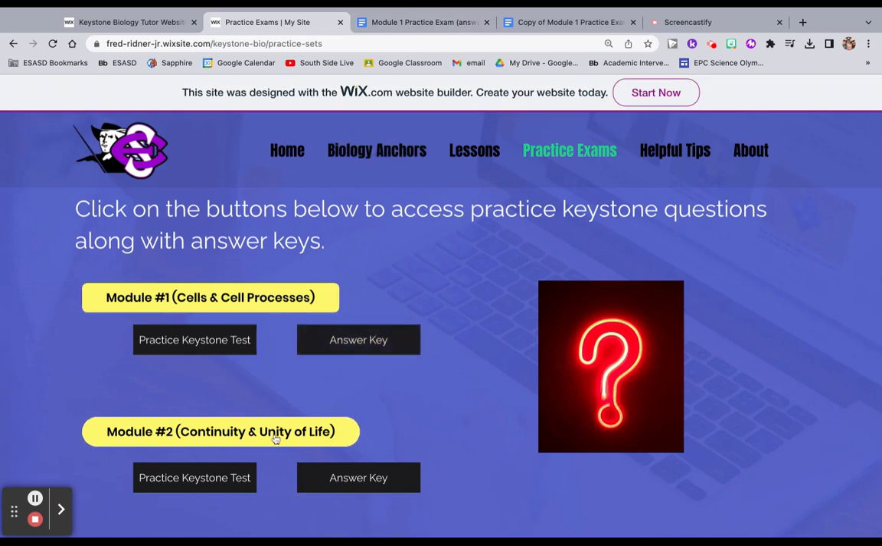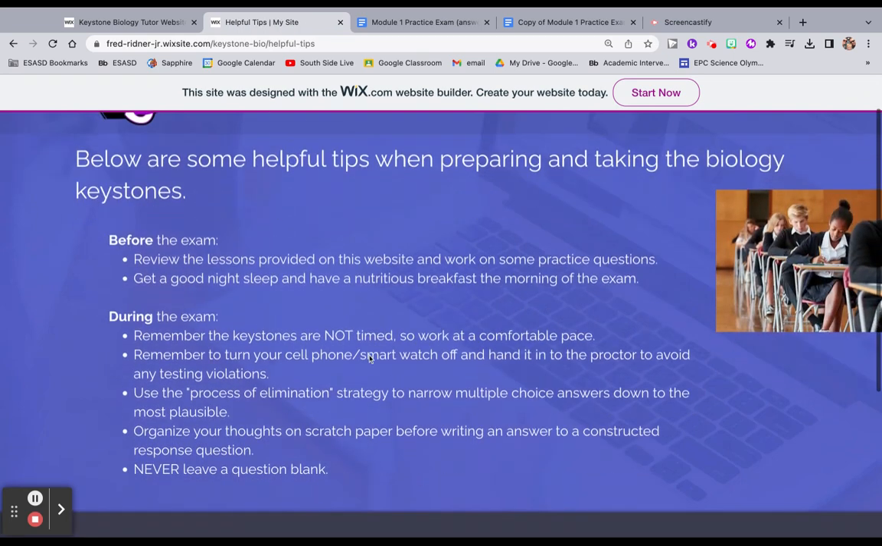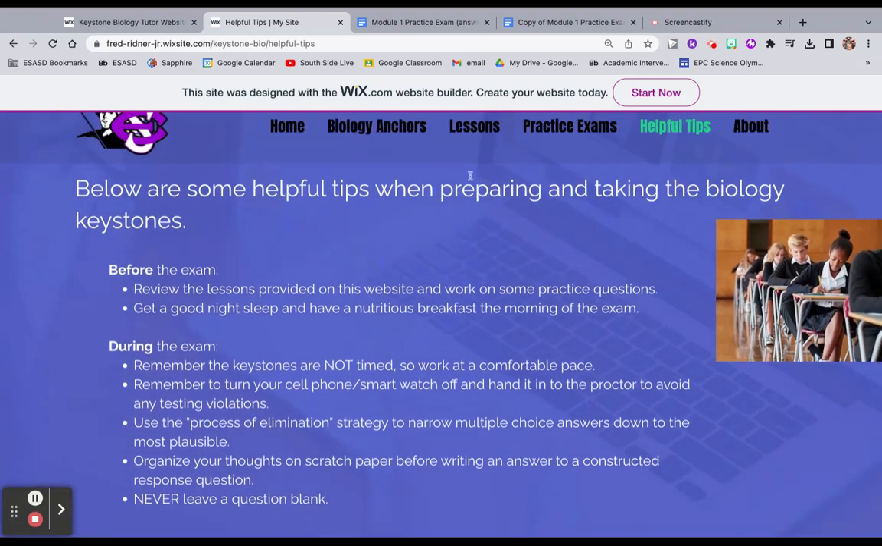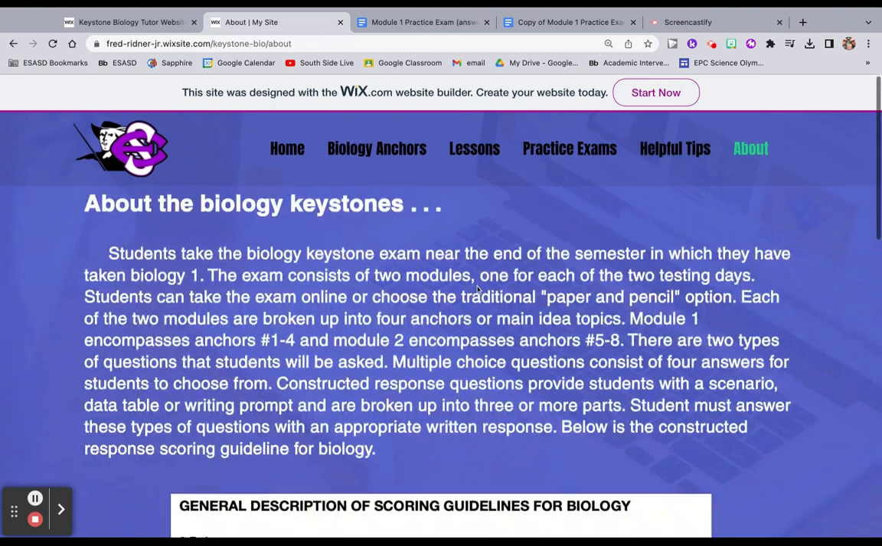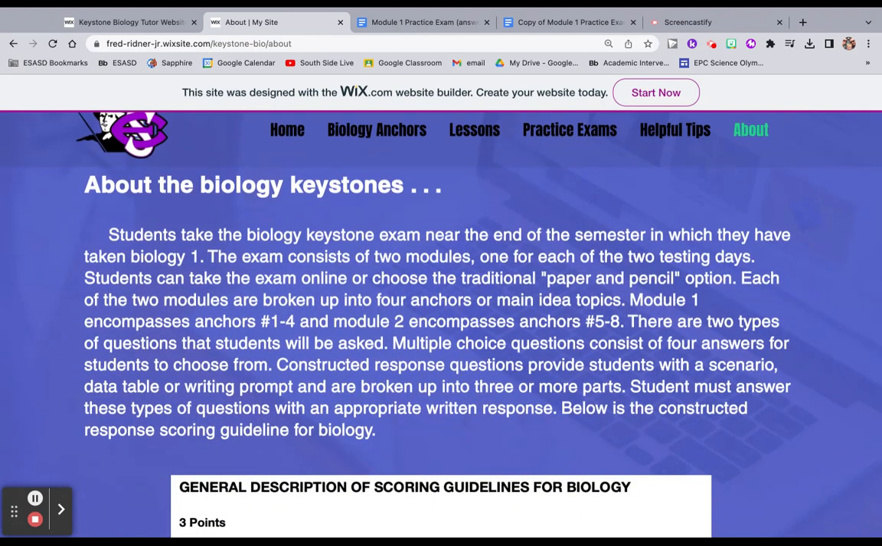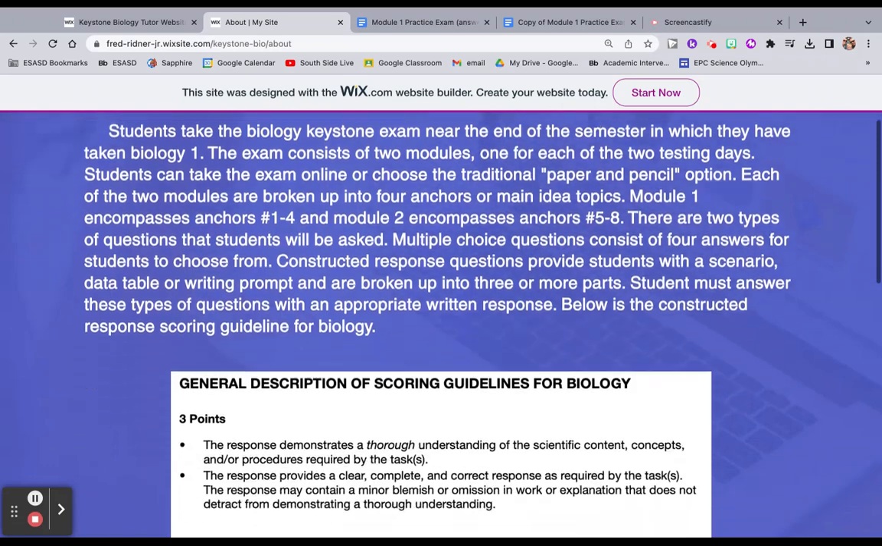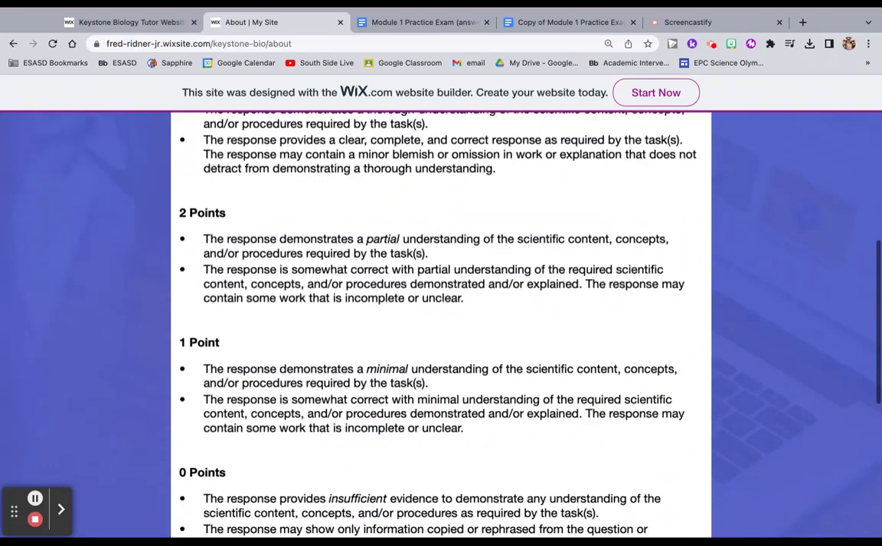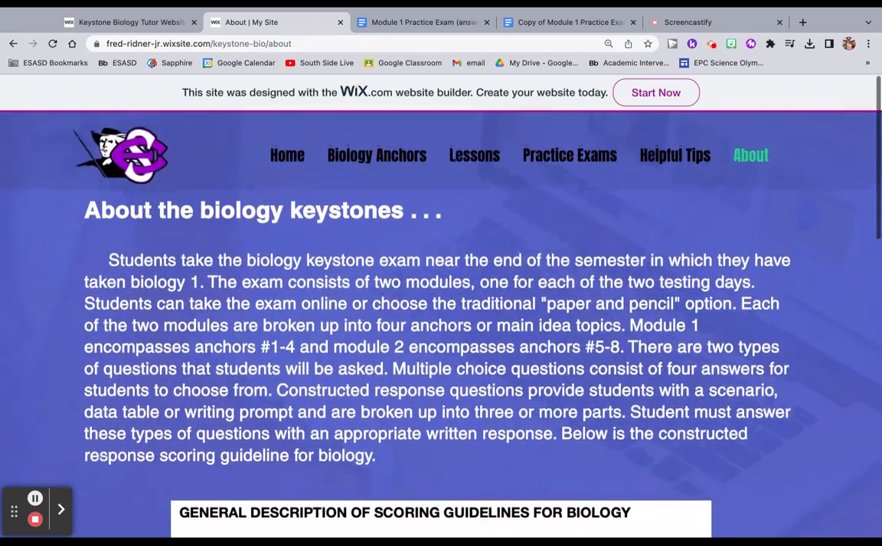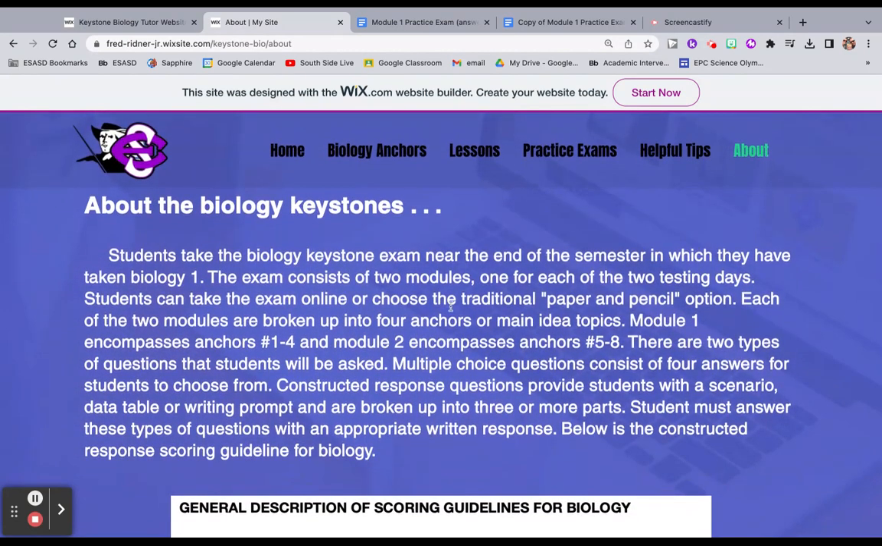I have two practice tests that are derived from actual Keystone questions that were released by the state of Pennsylvania. I also included some helpful tips, just things that students can do before the exam, during the exam, in order to be successful. And I also have some general information about the Keystones, what the Keystones are, what kinds of questions they can expect, how the short answers are graded. Sometimes they can be a little bit ambiguous and students have a problem understanding what they are and what their purpose is.